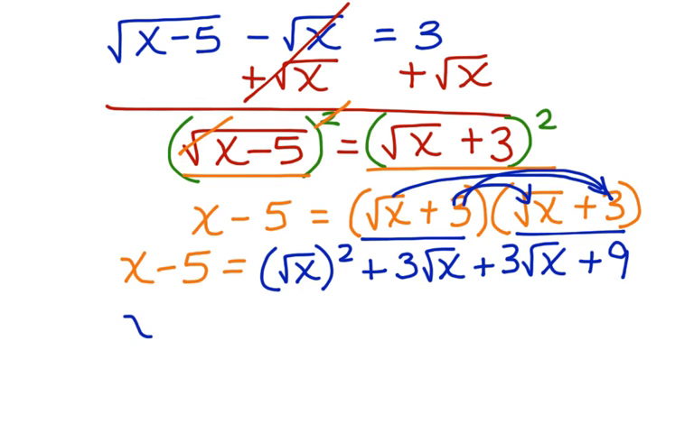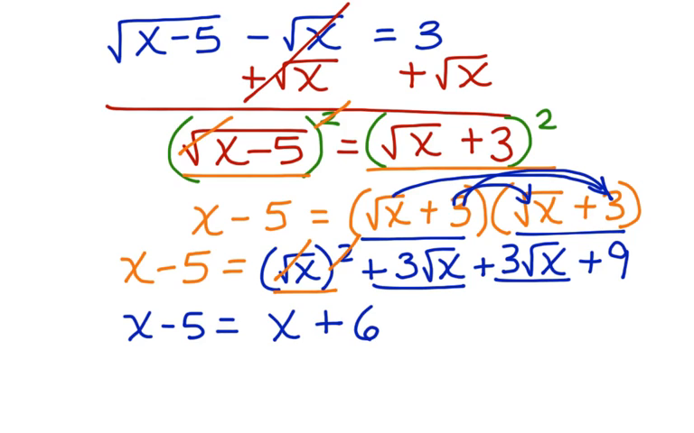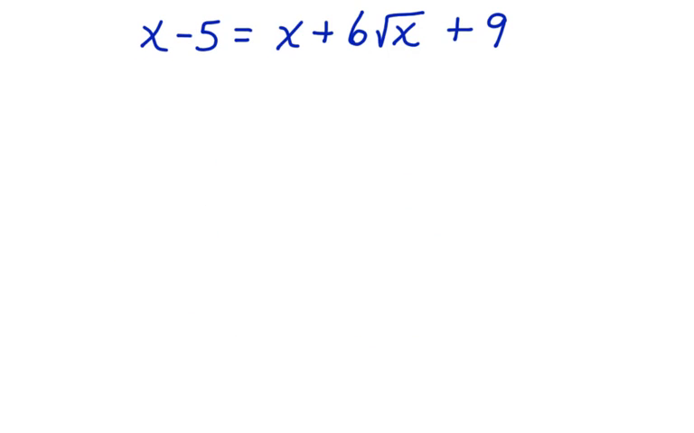Now I'm going to bring down the x minus 5, and I'm going to simplify the right side of the equation. When I simplify here, the square root and the square cancel, bring down the x, plus 3 square roots of x plus 3 square roots of x. These are like terms, giving me 6 square roots of x. Bring down the 9.